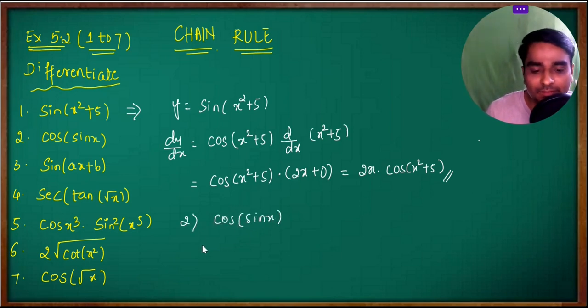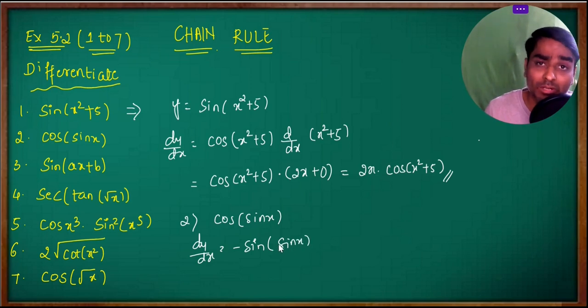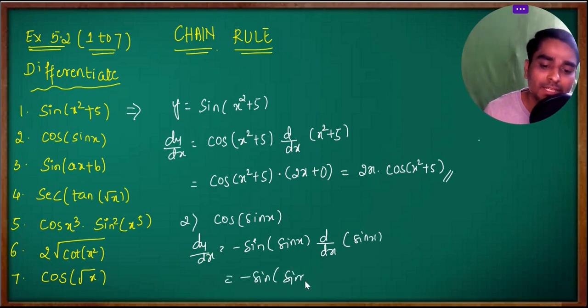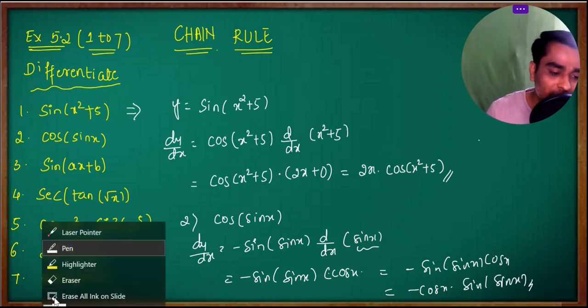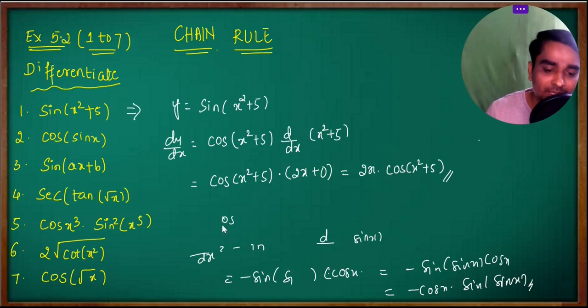When you have cos of sine x, first dy by dx will be equal to the cos differentiation first, minus sine of sine x as it is. Inside whatever we had, we keep as it is. Then I will take d by dx of this sine x next, so it is going to be minus sine of sine x into the differentiation of this sine x, which is cos x. So the final answer here is minus sine of sine x into cos x, or you can write minus cos x into sine of sine x. That's the answer. These are all simple, but still you have to become perfect in these things, correct?